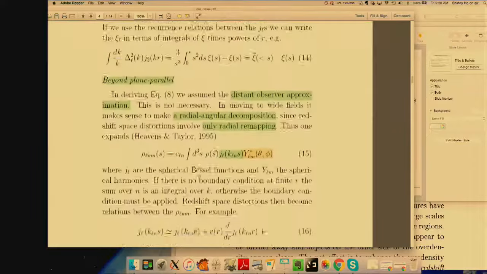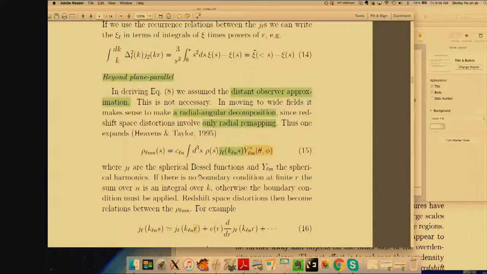The next part, which I'm not going to be able to go into too much, is beyond the plane parallel approximation. There's an approximation you made in the first derivation, that's the plane parallel approximation. If you relax that, which is not necessary, you will want to do the following expansion. There's a Bessel function and the spherical harmonics, basically. You want to do those two, and you do it in 3D, of course.